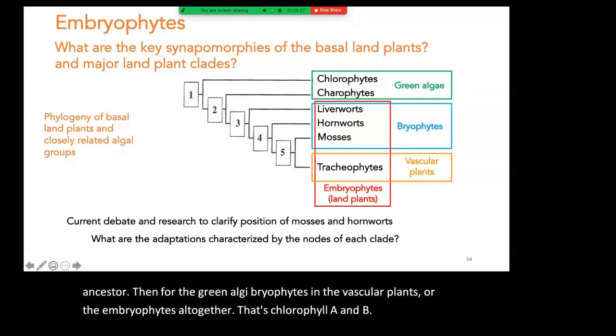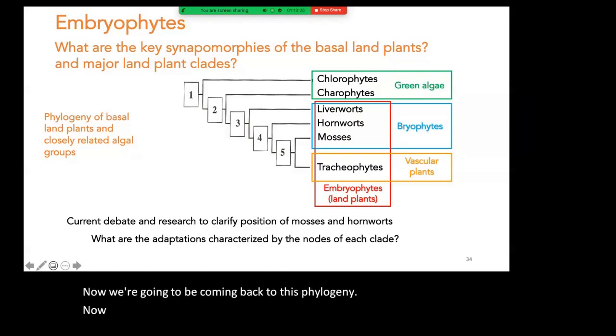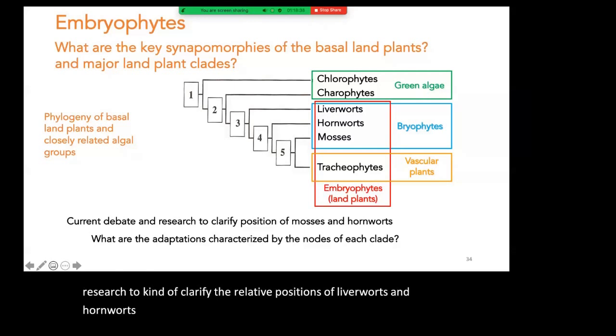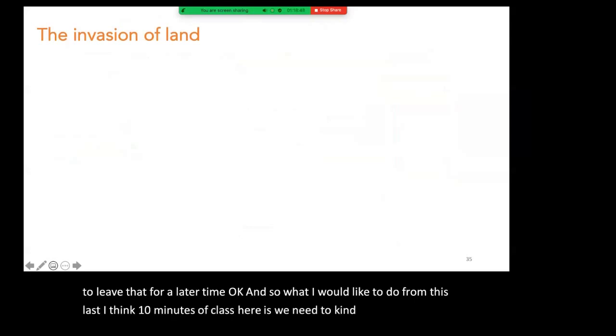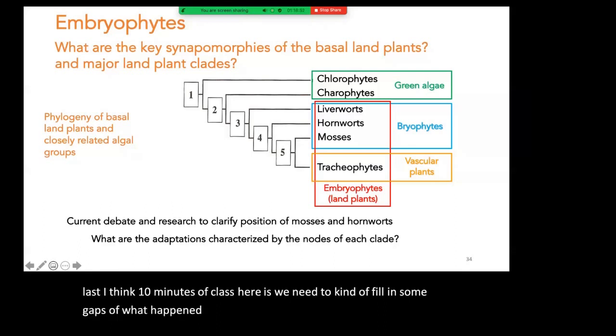Now, we're going to be coming back to this phylogeny. I'll also emphasize here that there's current debate and research to clarify the relative positions of liverworts and hornworts. And we'll say more about that later, but we're going to leave that for a later time, okay? And so what I would like to do for the last, I think, 10 minutes of class here, is fill in some gaps of what happened in these steps here.